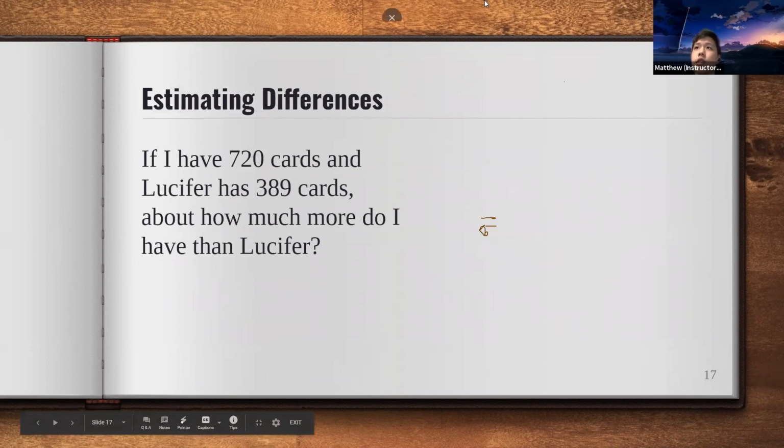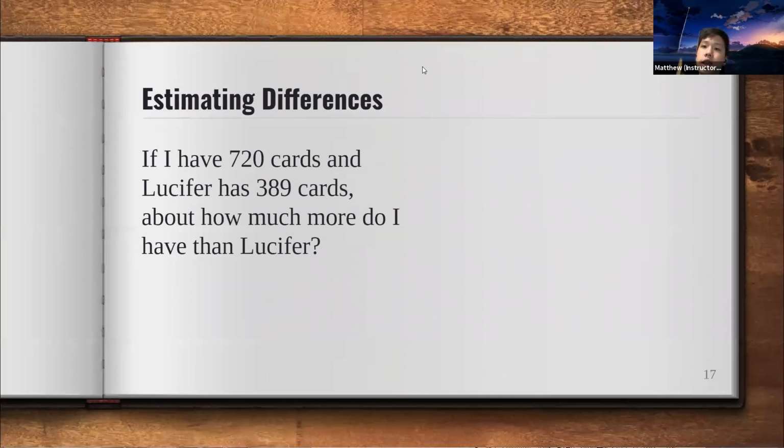So what about estimating differences? You could say you have 720 cards, and someone else has 389. So how many more cards do I have than Lucifer? You could go count every single card you have, and then remove how many cards the other person has, which would take a long time. So you could manually do it, and 720 minus 389 would be 431. No, it would actually be 331.